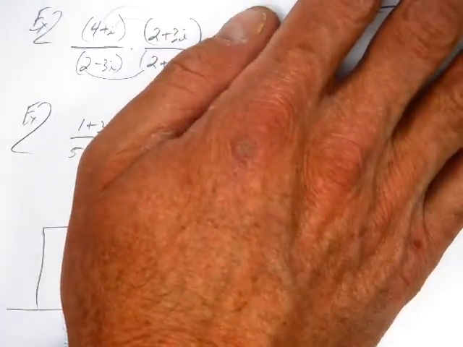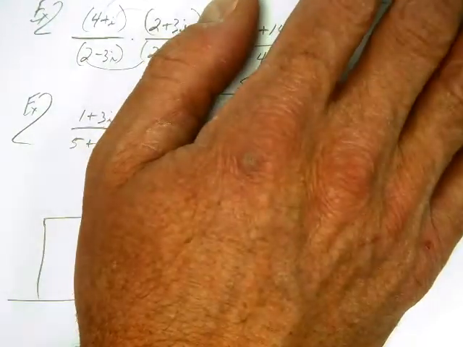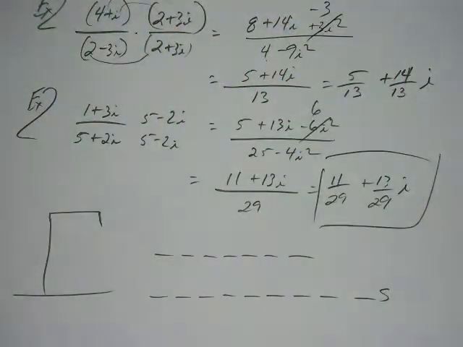Multiplying top and bottom by 5 minus 2i. Okay. People still writing, so we're just going to hang out here for a little bit.